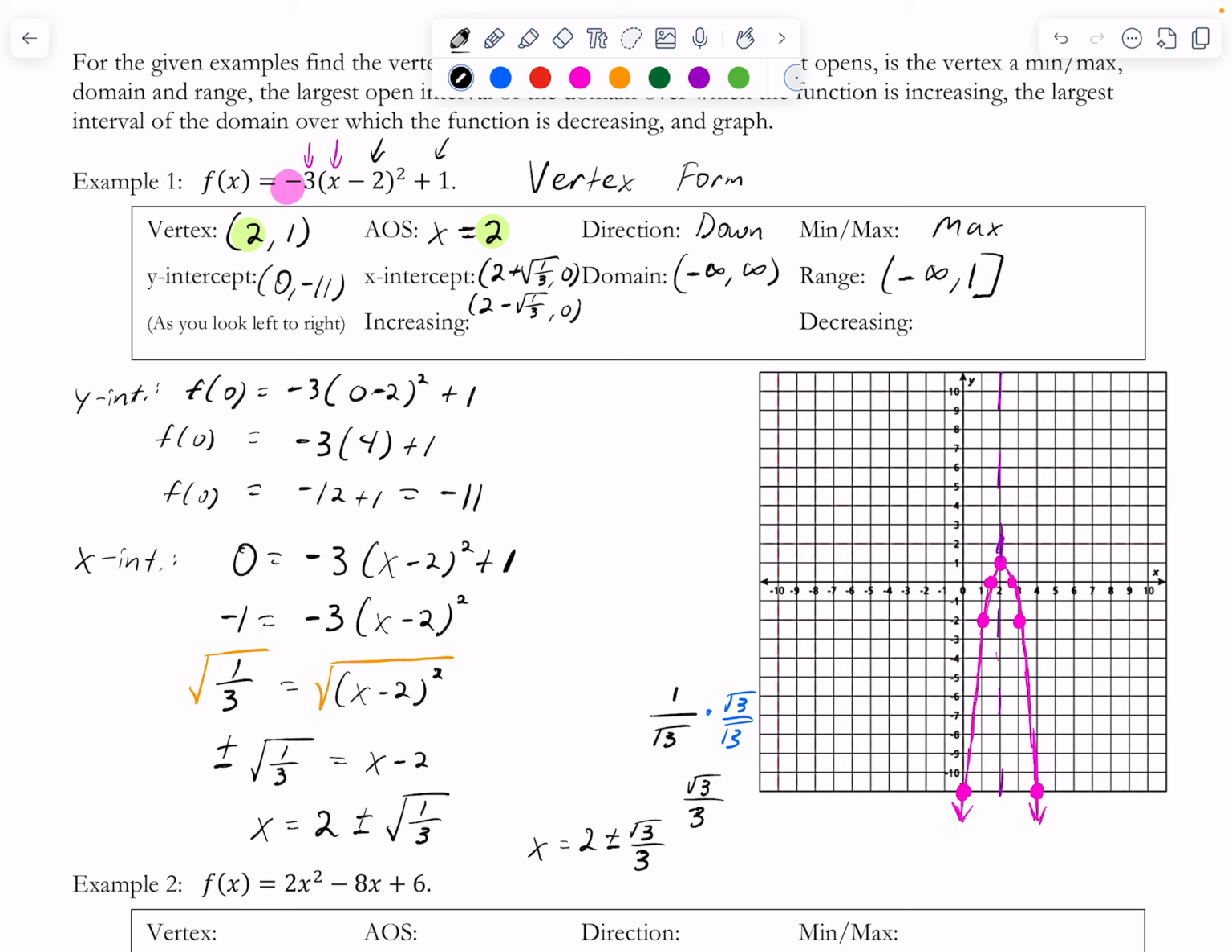For increasing, the function is increasing as you move from left to right from negative infinity to 2, and it's decreasing from 2 to positive infinity. The y values are getting smaller. All right, so that's kind of everything when it's in vertex form.